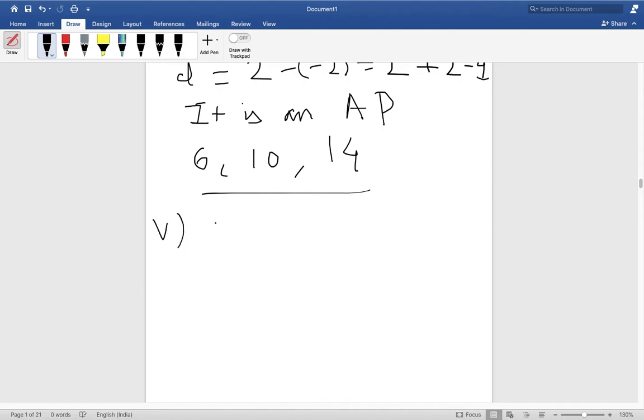Let us have a look at part 5, whether this is an AP. Okay, so this one has square roots in it. So let us be careful when we examine this one.